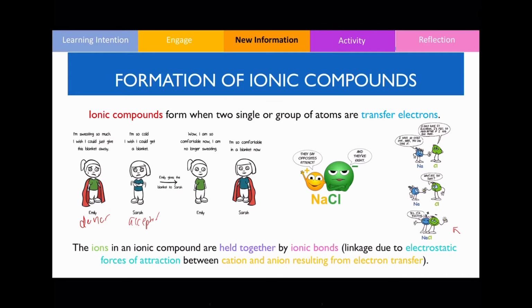So the ions in an ionic compound are held together by ionic bonds. What that is saying is that the cations and the anions in the compound are attracted and held tight to each other by a force of attraction referred to as ionic bond. Now this force of attraction isn't a physical link at all. It's just like an imaginary link that is due to the electrostatic forces of attraction between the cation, positive charge, and the anion, and this occurs because of this electron transfer process.